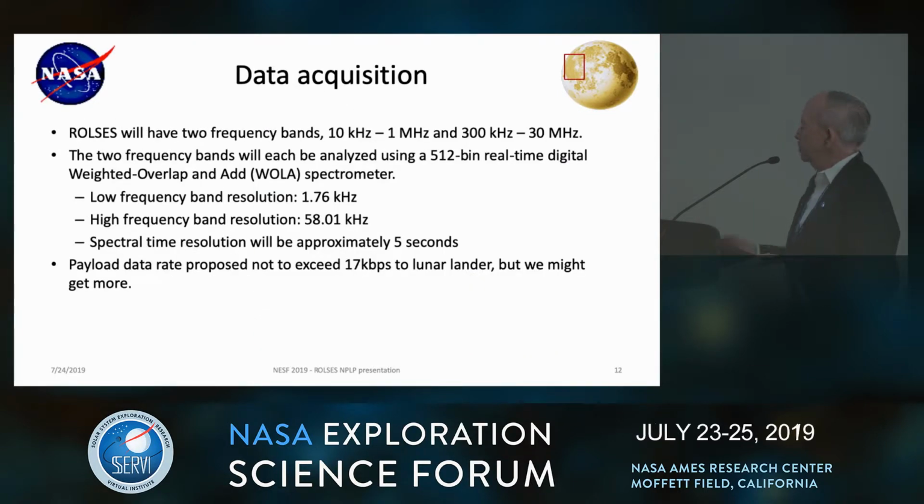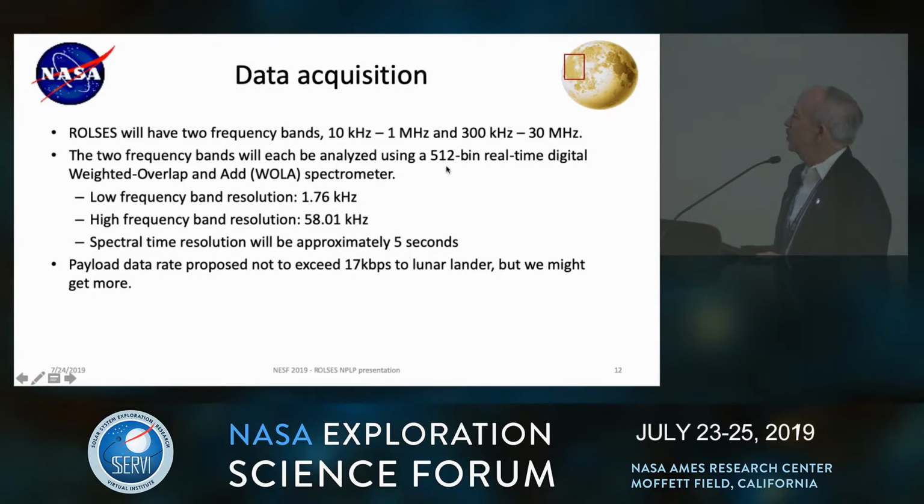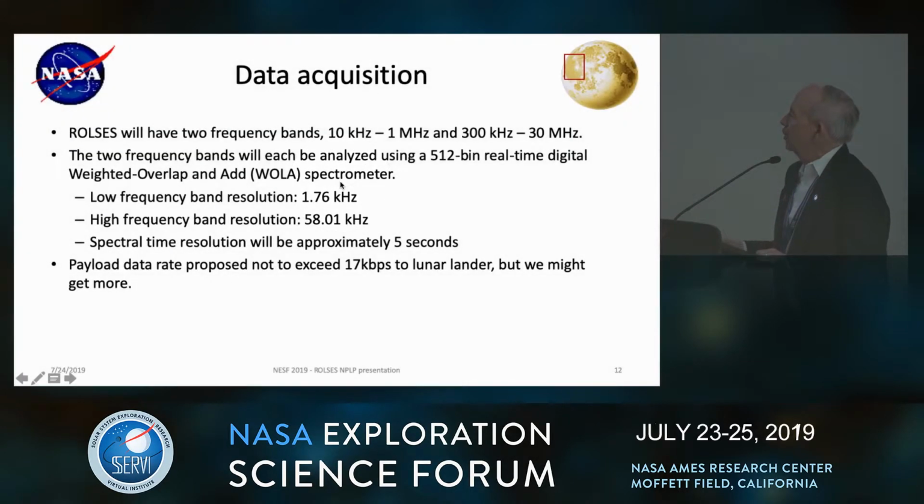The data acquisition will take place in 2 bands, 10 kilohertz to 1 megahertz and 300 kilohertz to 30 megahertz, with the overlap helping to confirm calibration. And it will be analyzed using a spectrometer device that the engineering people at Goddard like. The frequency band resolutions are indicated. As I said before, this time resolution will probably be 5 seconds, although since Intuitive Machines has more communication volume available, we might be able to do a higher time resolution.